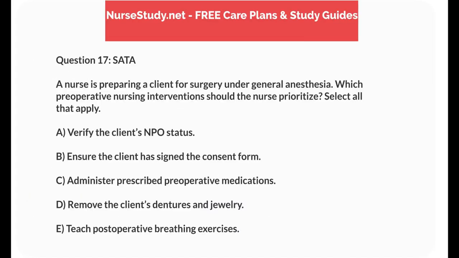Question 17, SATA. A nurse is preparing a client for surgery under general anesthesia. Which preoperative nursing interventions should the nurse prioritize? Select all that apply. A. Verify the client's NPO status. B. Ensure the client has signed the consent form. C. Administer prescribed preoperative medications. D. Remove the client's dentures and jewelry. E. Teach postoperative breathing exercises.